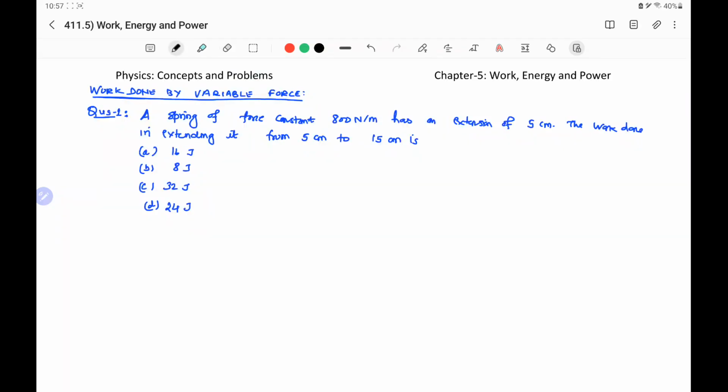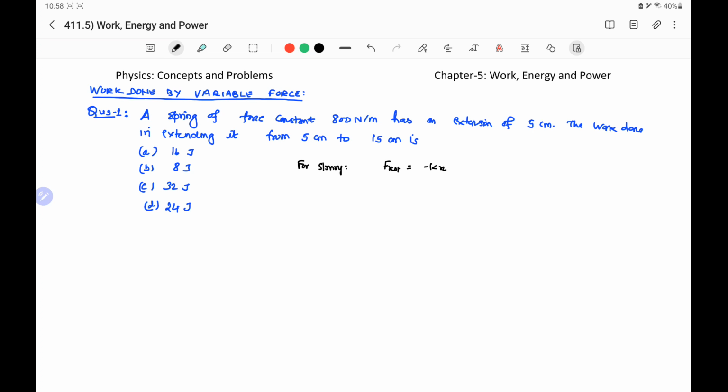First question is, a spring of force constant 800 Newton per meter has an extension of 5 centimeter. The work done in extending it from 5 centimeter to 15 centimeter is, the options are 16 joule, 8 joule, 32 joule and 24 joule. For a spring, we know that restoring force is equal to minus kx. That means it is the force which acts when the displacement or extension in the spring is x, and it tries to make the spring return to its original state.